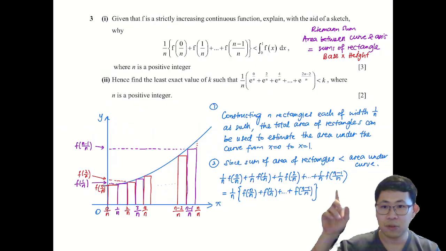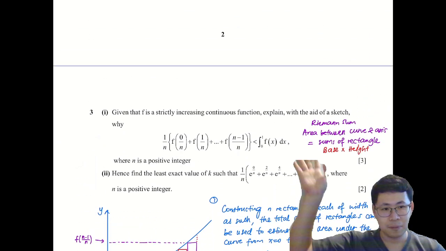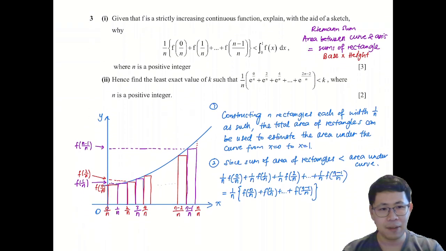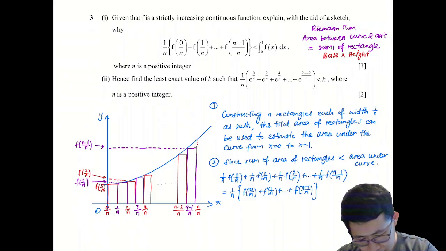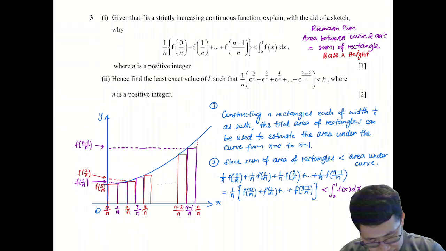Okay, factoring out the 1 over n will give us the expression that we can see all the way above over here. Okay, let us see this one over here, right? So this one would be less than the area of the curve. And how do we write the area of the curve? From 0 to 1 of f(x) dx. Okay, so just like that. Then we have shown.